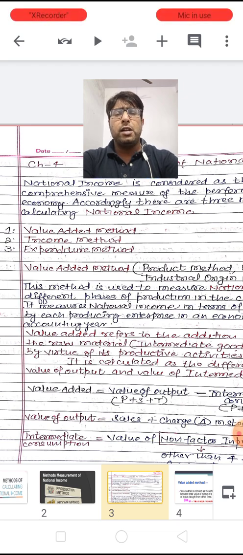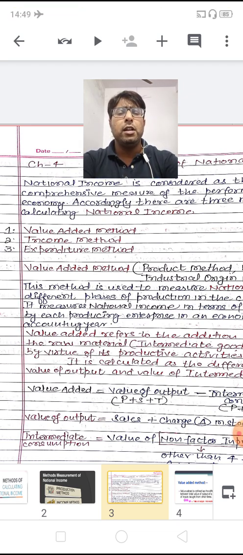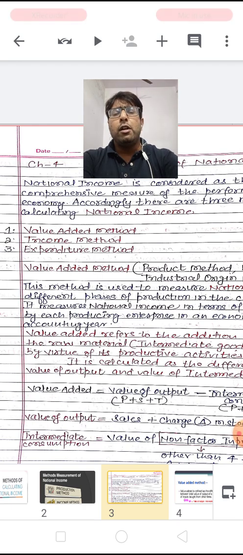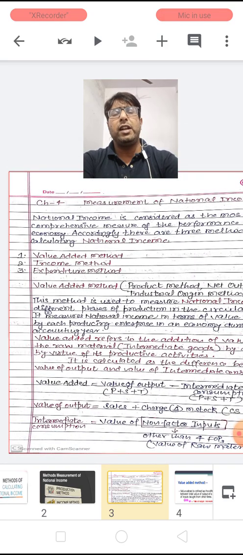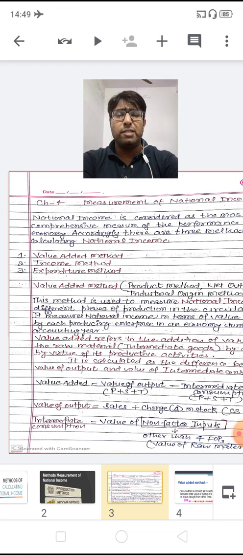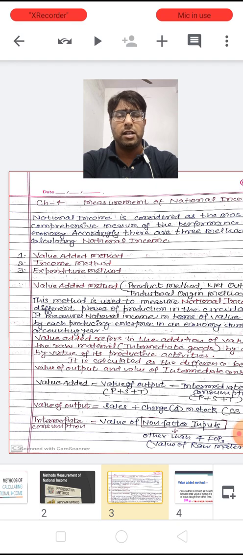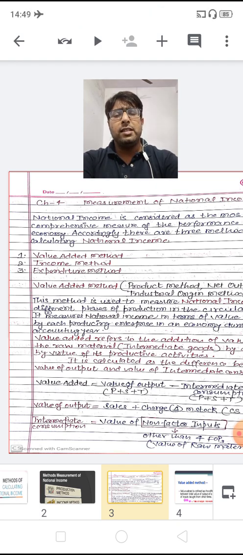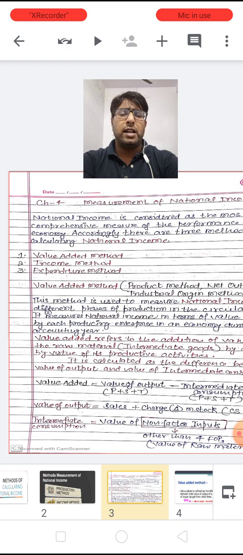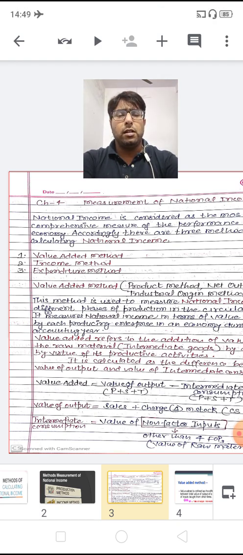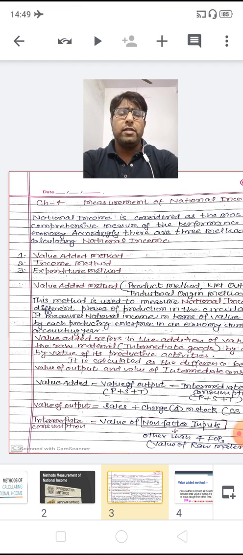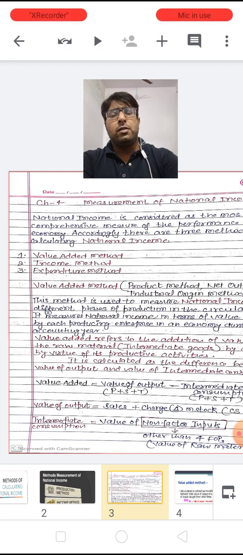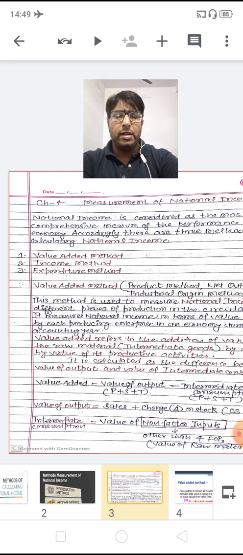We have several formulas to calculate this value added. Value added is always equal to value of output minus intermediate consumption. In place of value of output we can also take sales plus change in stock minus intermediate consumption, or we can take the value of output as domestic sales plus exports. Then value added is always equal to domestic sales plus exports minus intermediate consumption.